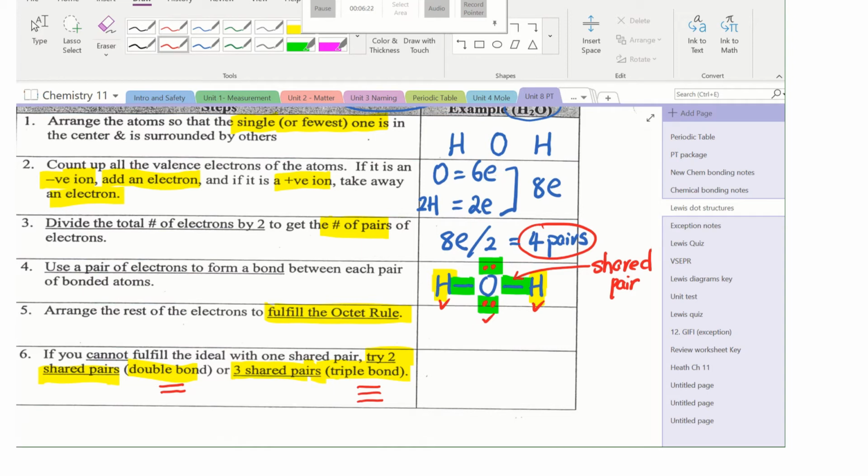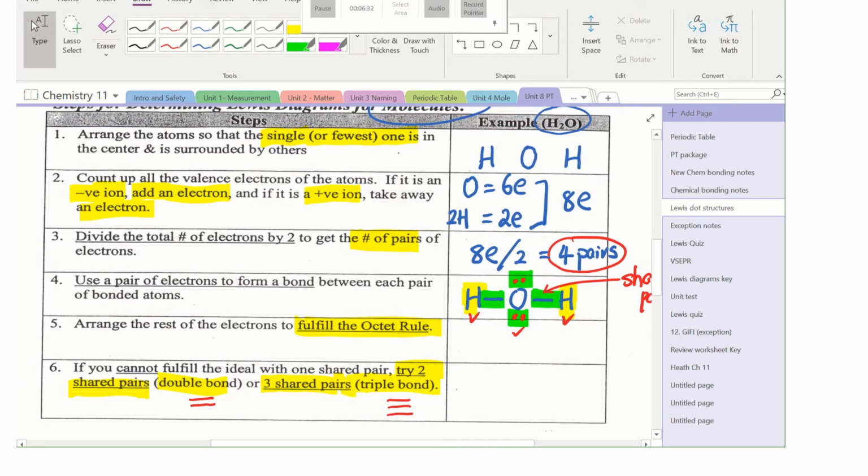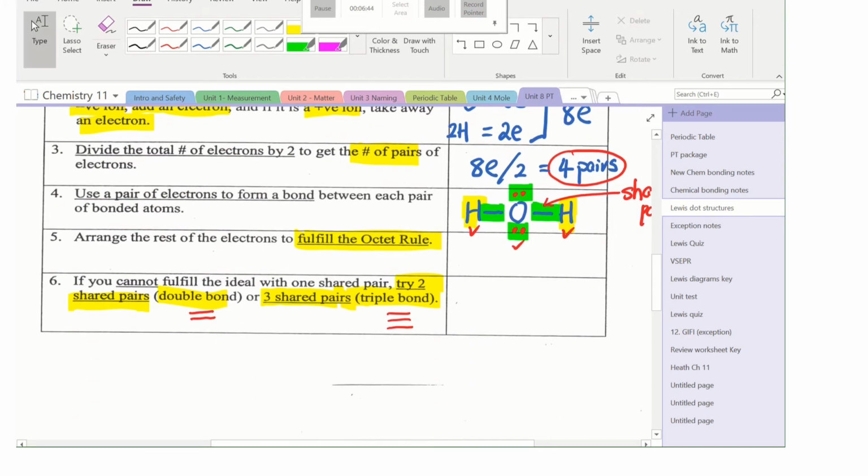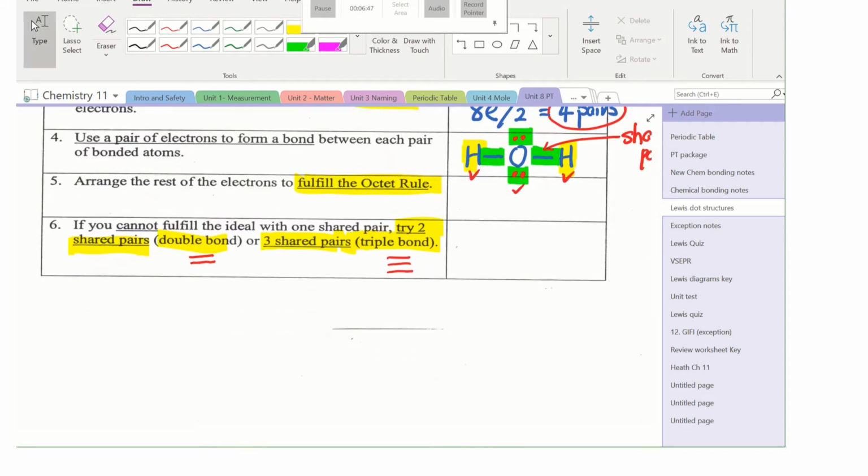You will encounter molecules where it requires you to have a double bond or triple bond and so on. But remember to always start with one bond between two atoms and then try to fulfill the octet rule. And if the octet rule cannot be fulfilled, then you move on to trying double and then trying triple. I think we need more practice. So let's go over a few more practices, and then I'll let you go and give you time to do your own practices.